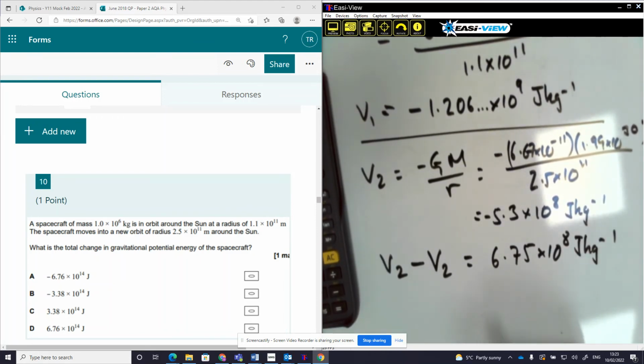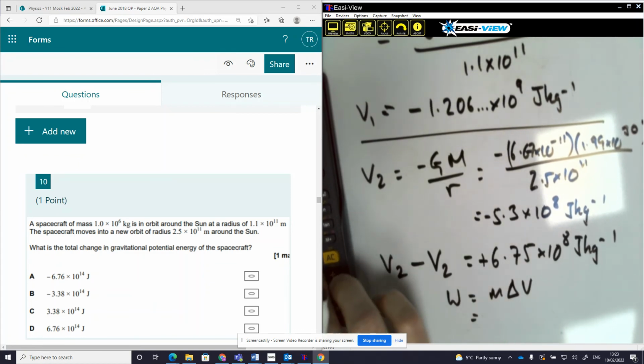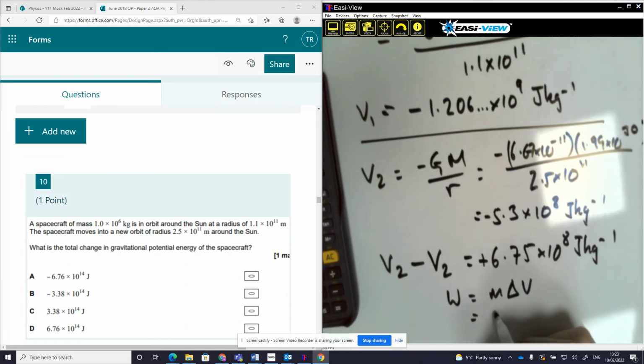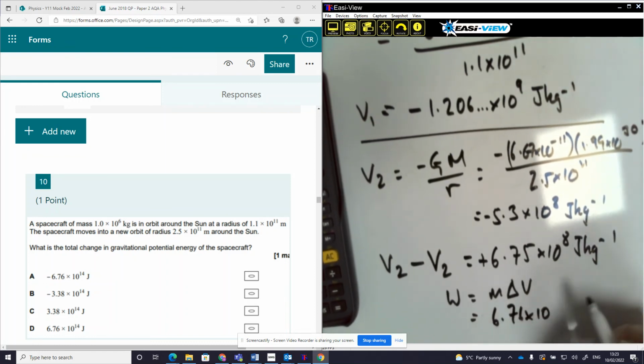And that's positive. Then the work done is the mass multiplied by the change in V, so I just multiply that by the mass. The mass is given as 1 times 10 to the 6, and I get 6.76 times 10 to the 14 joules, and it's positive.